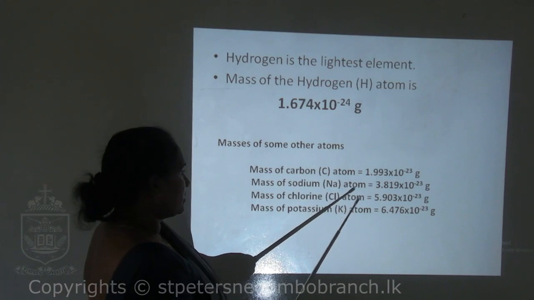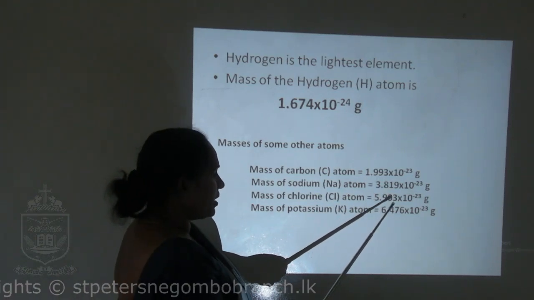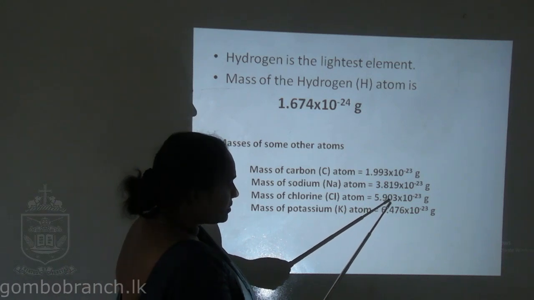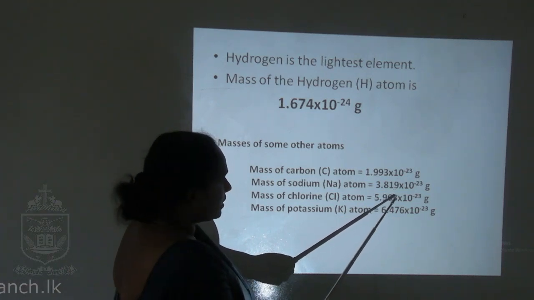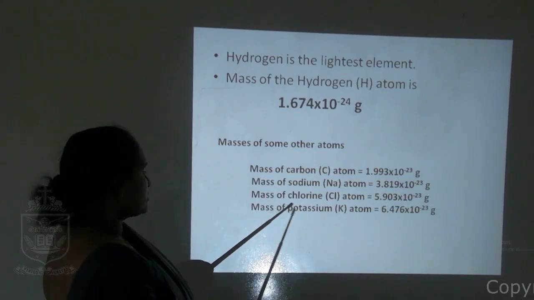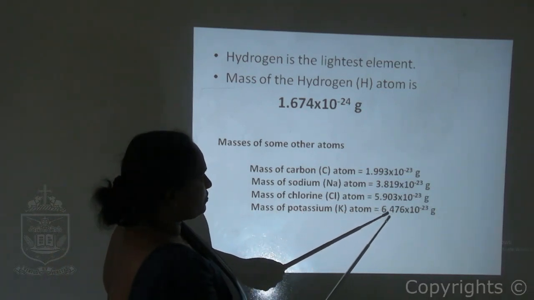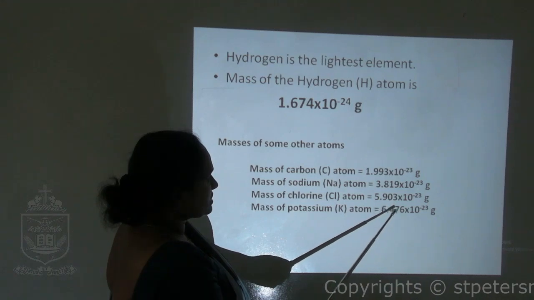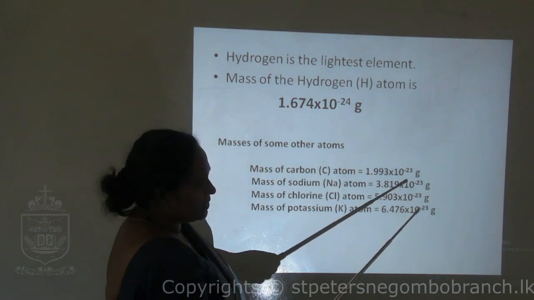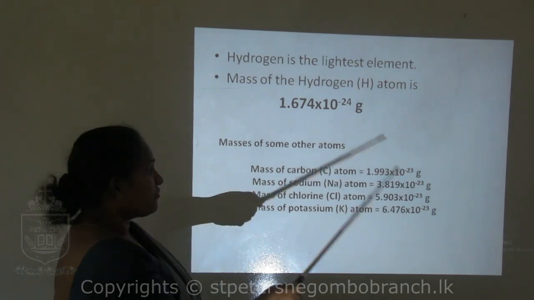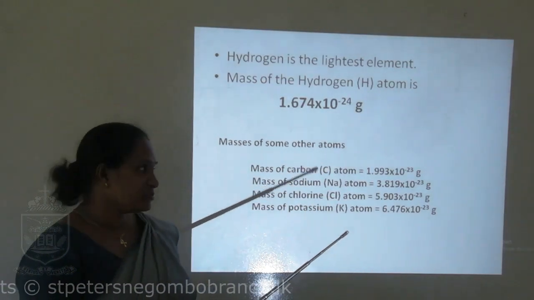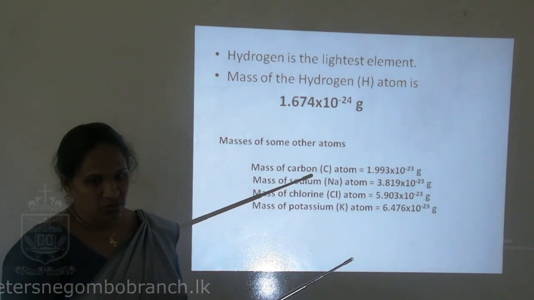Mass of chlorine atom is 5.903 into 10 to the power minus 23 grams. Mass of potassium atom is 6.476 into 10 to the power minus 23 grams. From this you can get an idea how small, very small they are.